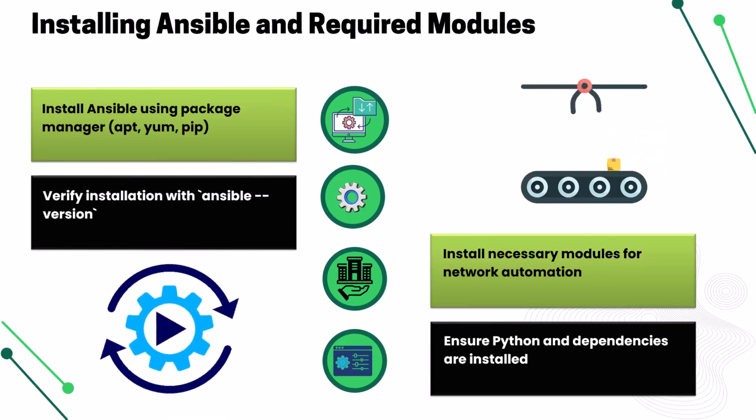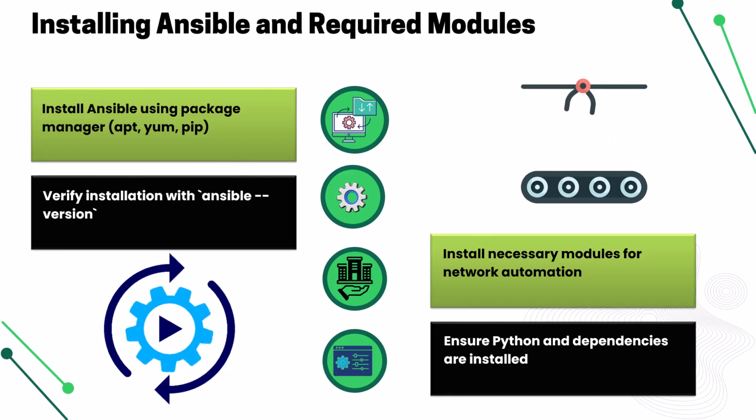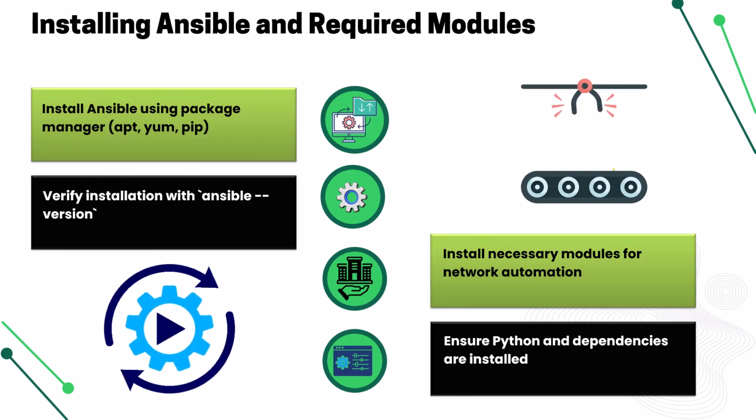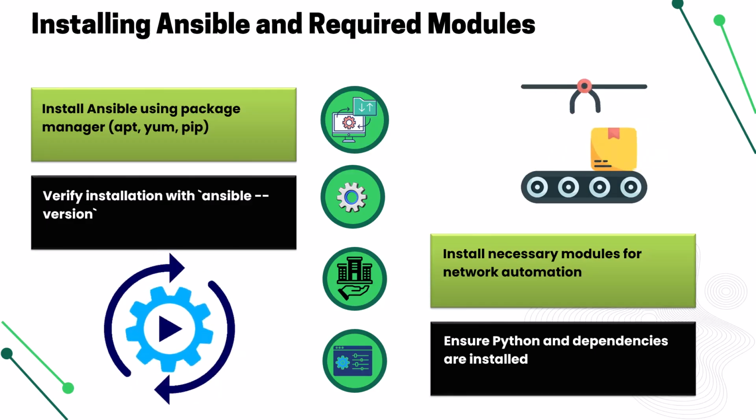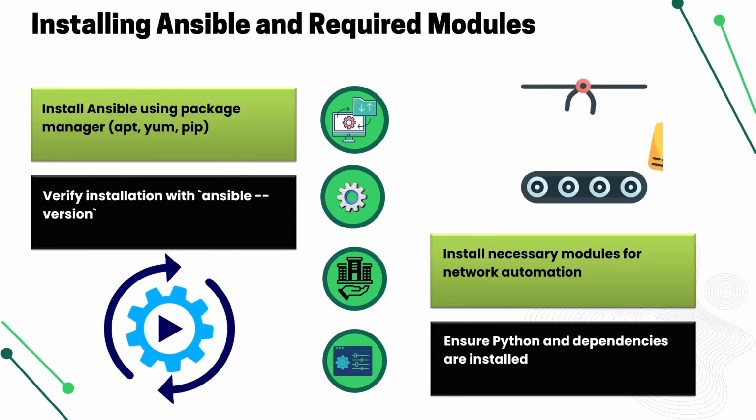Alright, time to install Ansible. Depending on your system, you can use apt, yum, or pip. A quick version check with ansible --version confirms it's set up correctly. You'll also need network automation modules. Think of them as Ansible's secret sauce. Oh, and Python. Ansible loves Python, so make sure it's ready to go.